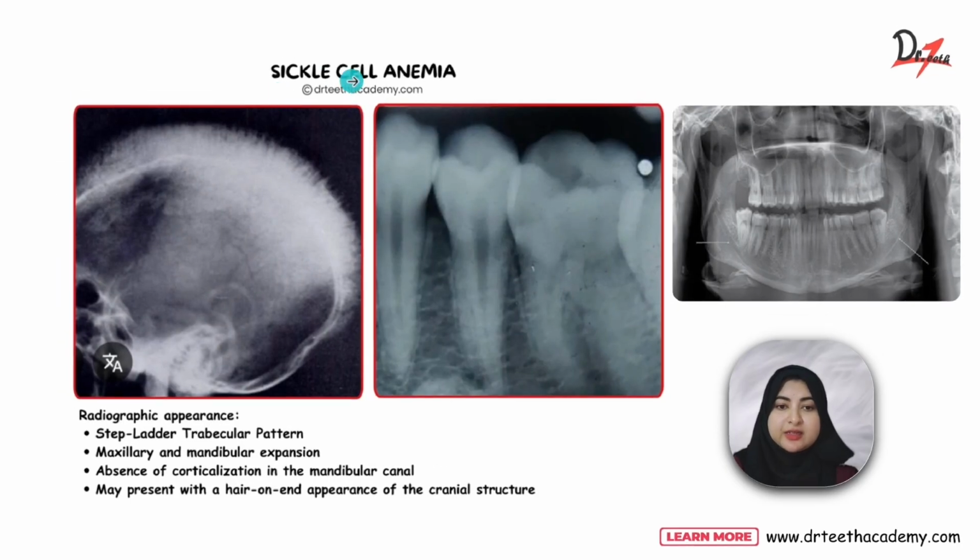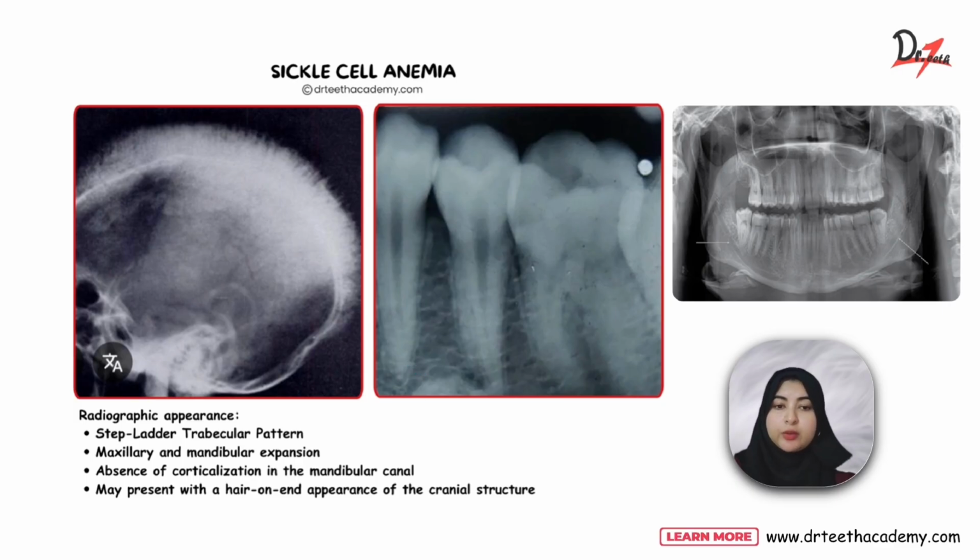Moving on to the next option, sickle cell anemia. Now, sickle cell anemia is a genetic disorder that modifies the shape of the red blood cells. If you look at their periapical radiographs, you will find that sickle cell anemia shows a step ladder trabecular pattern, and these trabeculae are arranged horizontally. Now, if you look at the cephalometric radiograph, you will find a hair on end appearance. It appears as if the hairs are also radiographed. So, on lateral ceph, you're going to find hair on end appearance. In periapical, you're going to find step ladder pattern. These are characteristics of sickle cell anemia.